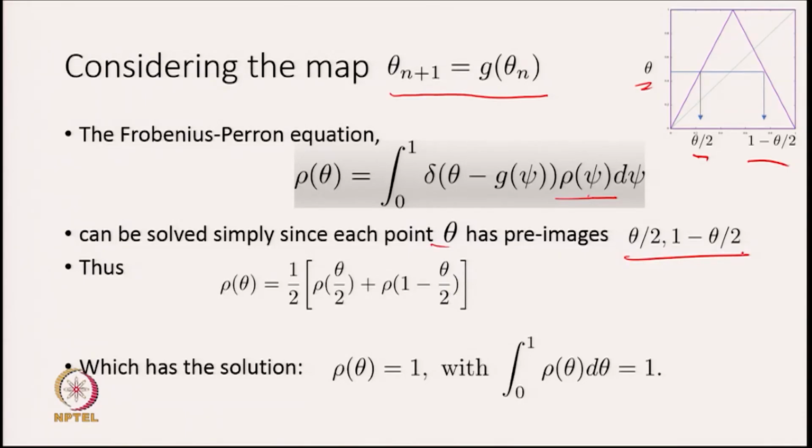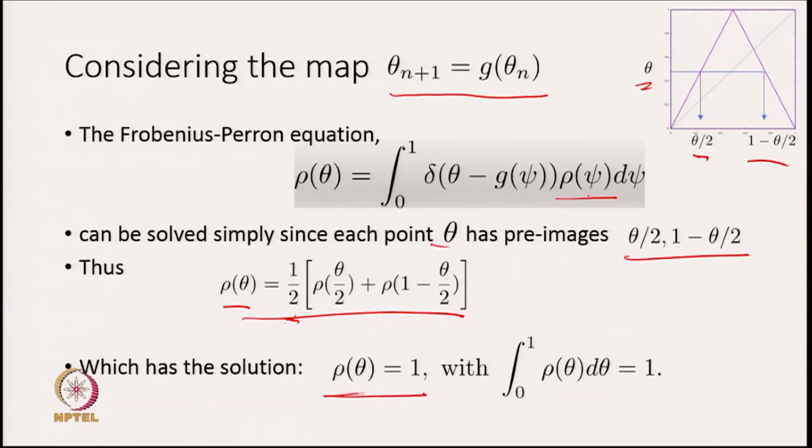Therefore you can rewrite this particular equation as rho of theta is a half rho of theta by 2 plus rho of 1 minus theta by 2, and this half is not the average half, but it's the slope of 2 because of the delta function. And solving this particular equation says that rho of theta is equal to 1, because this is true for all theta.